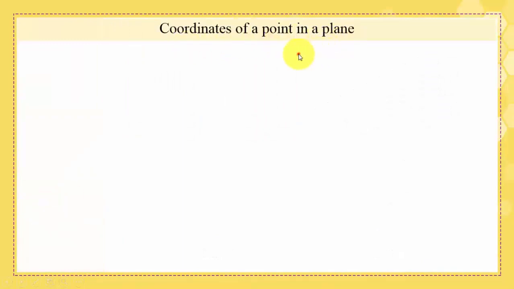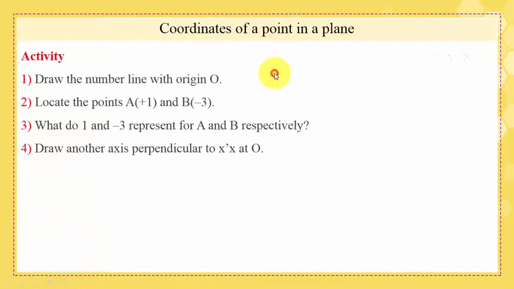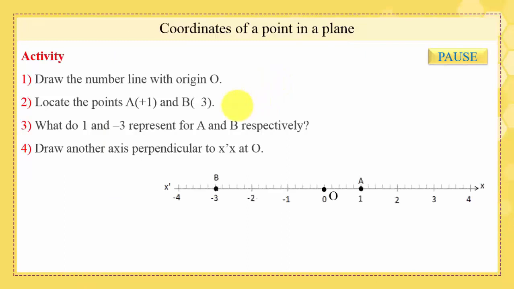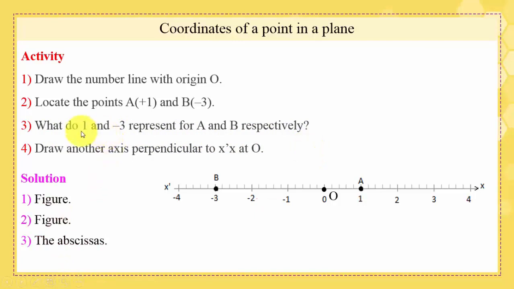Coordinates of a point in a plane. Activity. Please pause this video and try to solve the activity. Solution. Draw the number line of origin O. This is the number line. Locate a point A that is +1 and B is -3. What do 1 and -3 represent for A and B respectively? 1 and -3 represent for A and B respectively the abscissas.